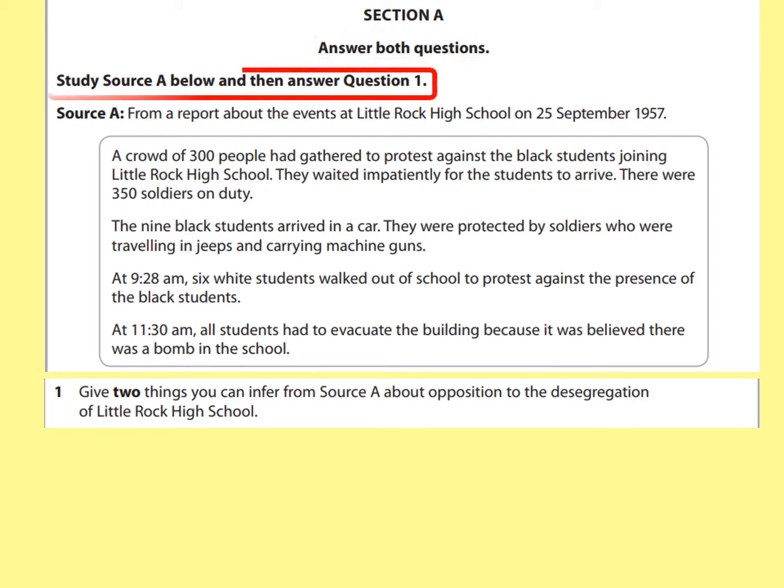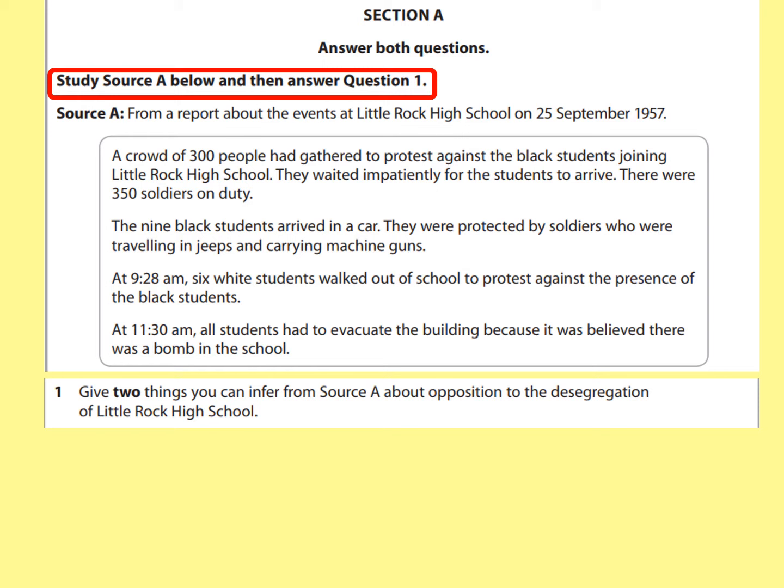The next instruction is to study Source A below and then answer Question 1. You can pause the video here and read it for yourself or listen to me read it now. Source A, from a report about the events at Little Rock High School on the 25th of September 1957. A crowd of 300 people had gathered to protest against the black students joining Little Rock High School. They waited impatiently for the students to arrive. There were 350 soldiers on duty.